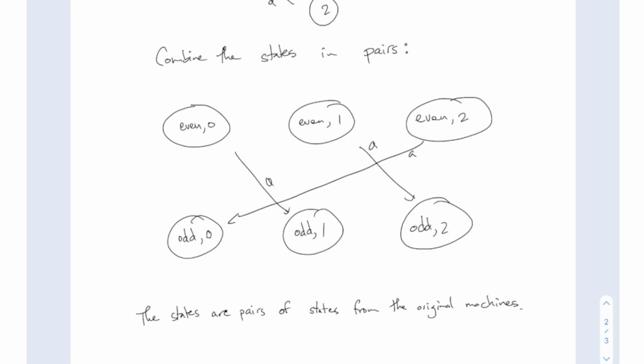And so on. You should fill in, I guess, 6 total arrows here, right? Over here, odd and 0 should go to even and 1, like that. Odd and 1 should go to even and 2, like that. And odd and 2 should go back to even and 0, like that.